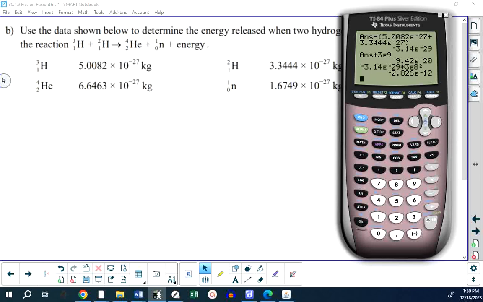And again, what you choose to record your answer as, joules or eV, is up to you. I think this is trivial at this point. There's a bigger picture coming around the corner in a second. If you do want to work it out in electron volts, it's about 17, 18 million electron volts.